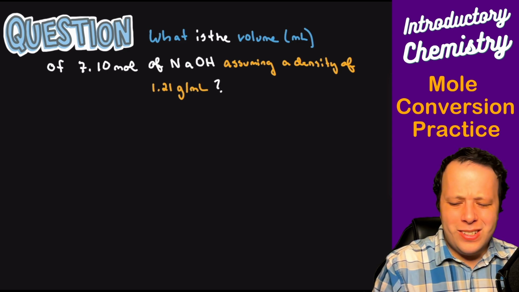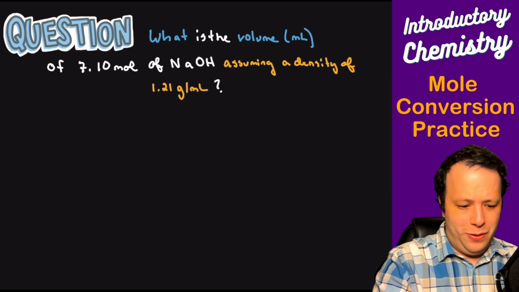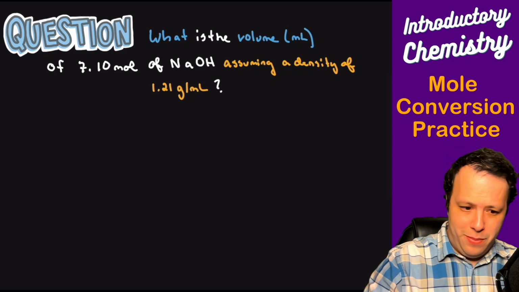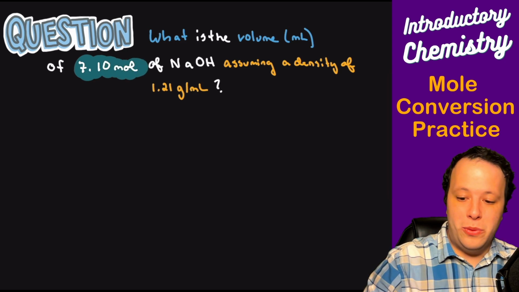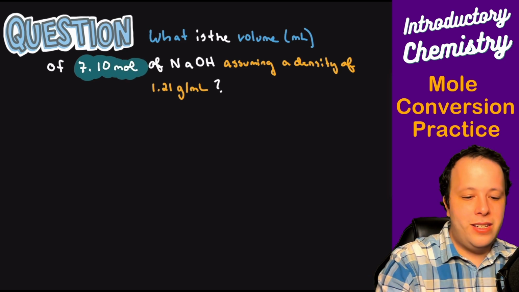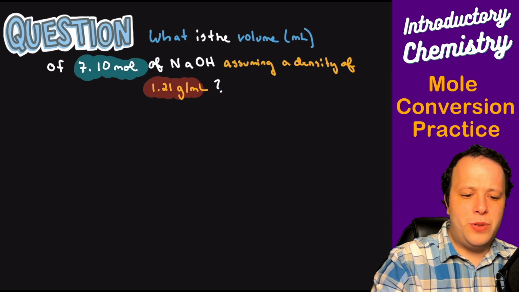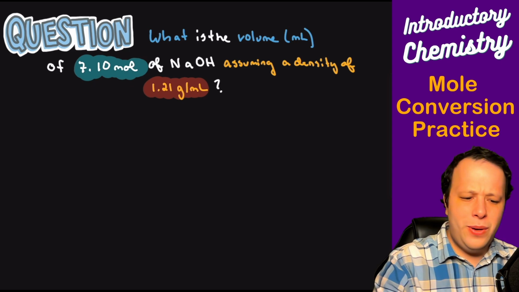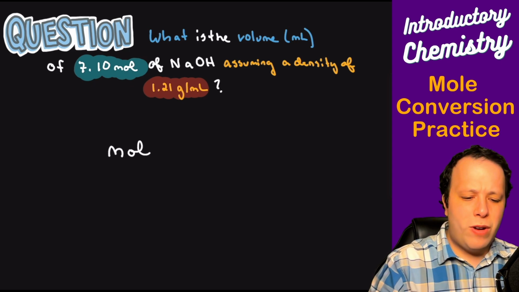Okay, how exactly do we do this one? This one's a little different. So it's combining concepts that have been gone over in chemistry. So the first thing that we have, looking at the problem and deciphering this, is we have 7.10 moles of sodium hydroxide. And we also have a conversion term that was given to us, which is the density. So how can we map out the units? Well, we have moles, and we also have grams over milliliters.